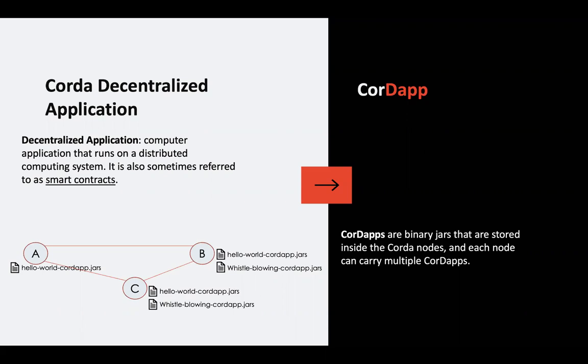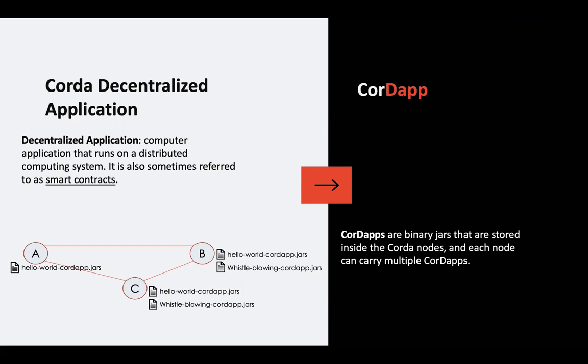So for example, if A, B, and C are three different people, and A wants the Hello World CorDapp, A can transact with B and C since they both have it, but A can't participate in transactions that are defined in the whistleblowing CorDapp because the whistleblowing CorDapp doesn't exist inside of A's node. Simple as that. If you wanted to install that CorDapp, you can just copy it onto A's node, restart Corda or what have you, and you're good. It's as simple as that.